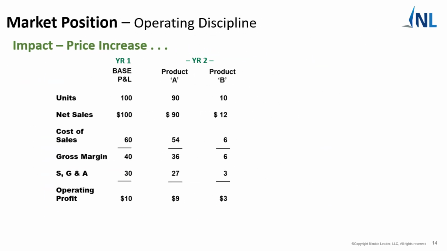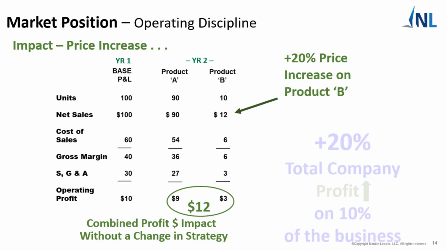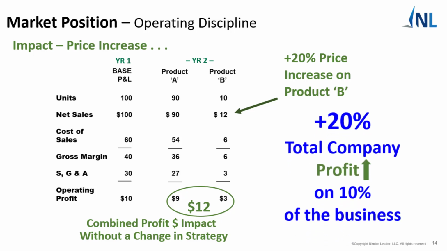So I take product B from $1 to $1.20, and my net sales grows to $12. Now, when I do that, total company combined profitability is $12 versus the base case of $10. And so what you've done here is you've generated a 20% increase in total company profit by only impacting 10% of the business. Now, in my mind, that's pretty smart. You're managing risk. And you've just taken a 20% increase in product B because it truly does have that kind of value. You haven't lost any volume. And then now what you've got in your pocket is maybe a potential increase for year 2 or year 3 to take it up again.